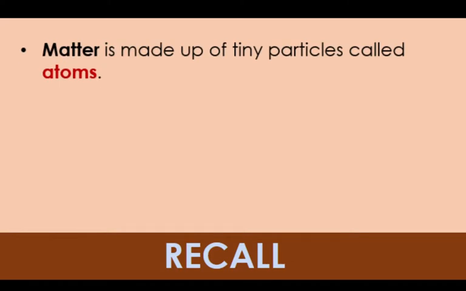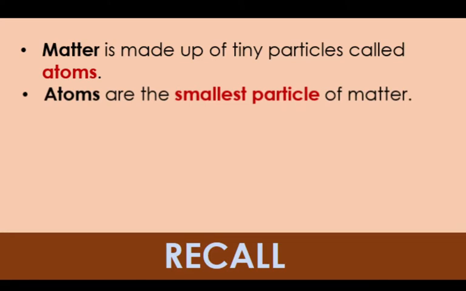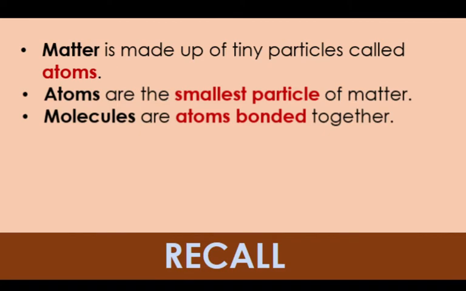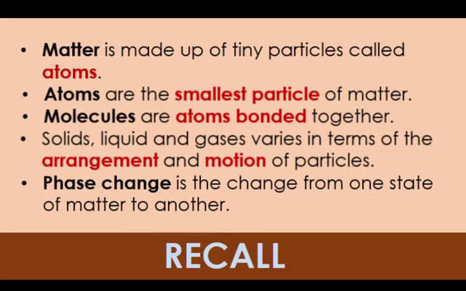But before you proceed, let's have first a recall of what you have learned in the previous video lesson. You learned that matter is made up of tiny particles called atoms. Atoms are the smallest particle of matter. And two or more atoms combined forms molecules. Solids, liquid, and gases varies in terms of the arrangement and motion of particles. And phase change is the change from one state of matter to another.